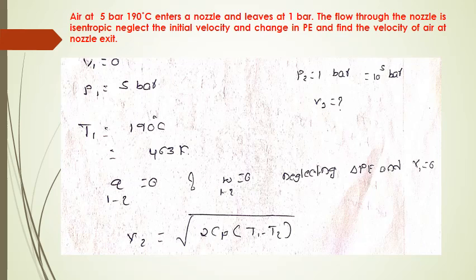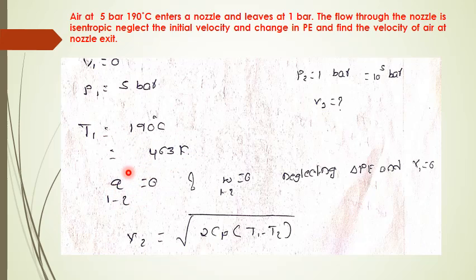Then next problem: air at 5 bar, 190 degrees Celsius enters a nozzle and leaves at 1 bar. The flow through the nozzle is isentropic. Neglect the initial velocity and change in potential energy and find the velocity of air at nozzle exit. Here V1 is 0 because it is mentioned to neglect the initial velocity. Initial pressure is 5 bar, exit pressure is 1 bar. So exit velocity we need to find out. Temperature at inlet is 190 degrees Celsius, which means 463 Kelvin.